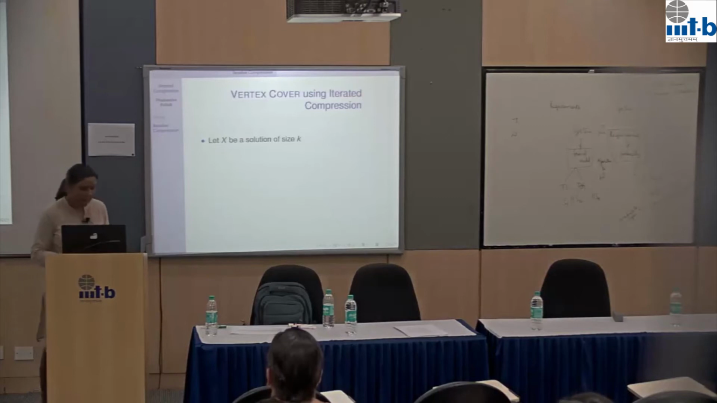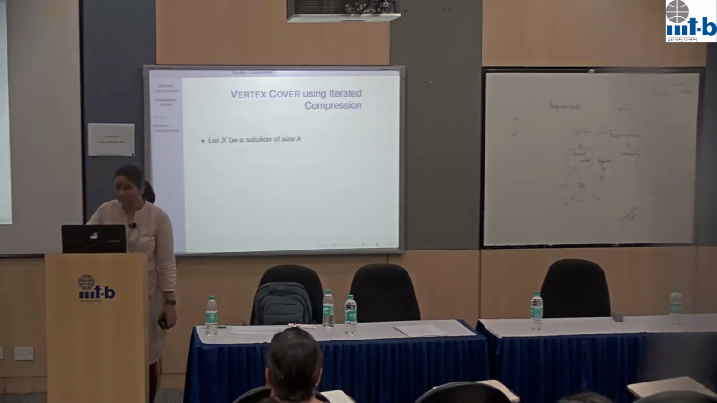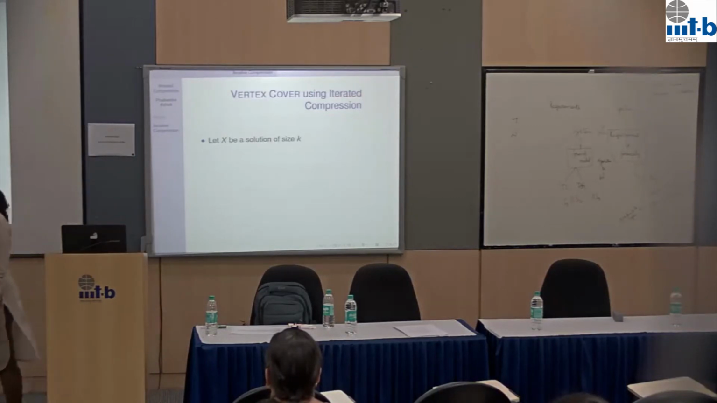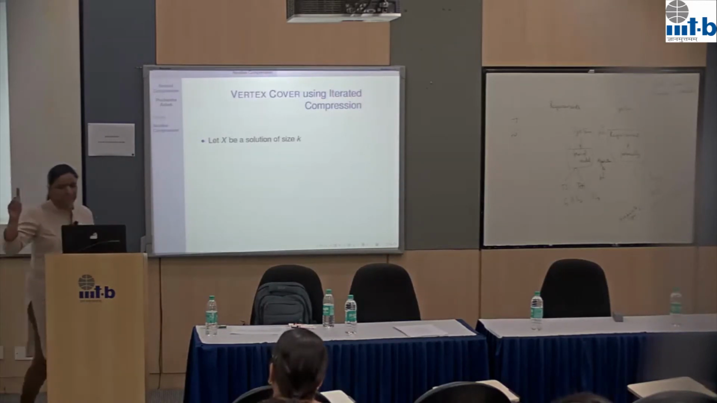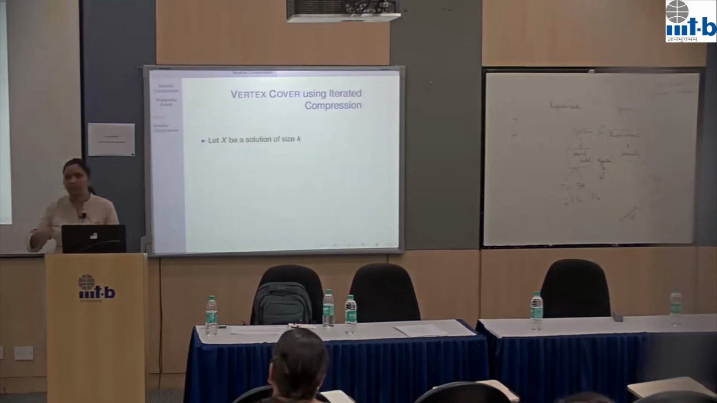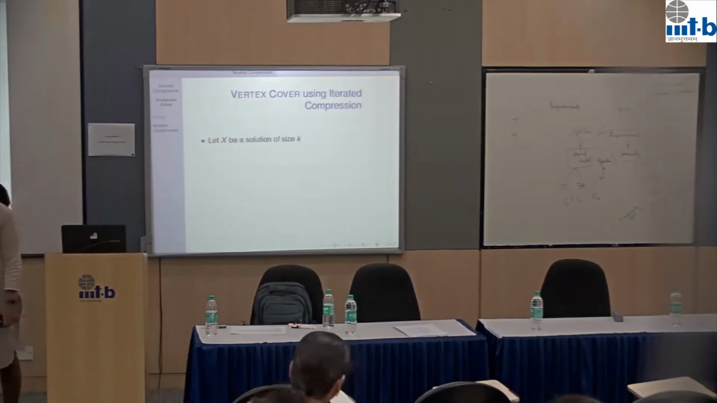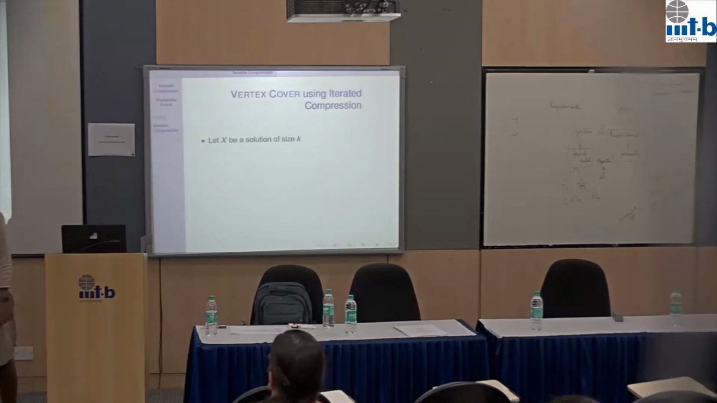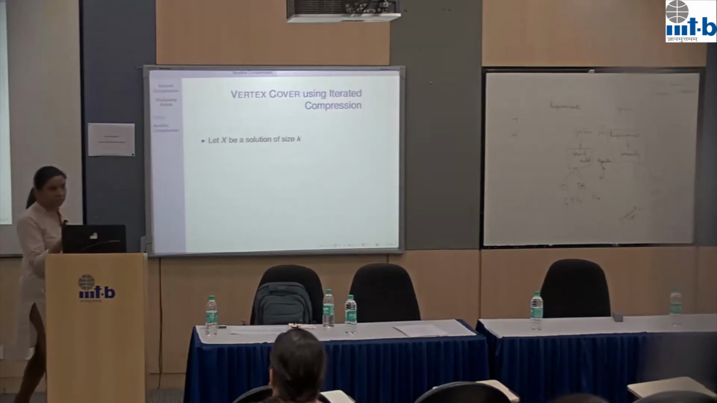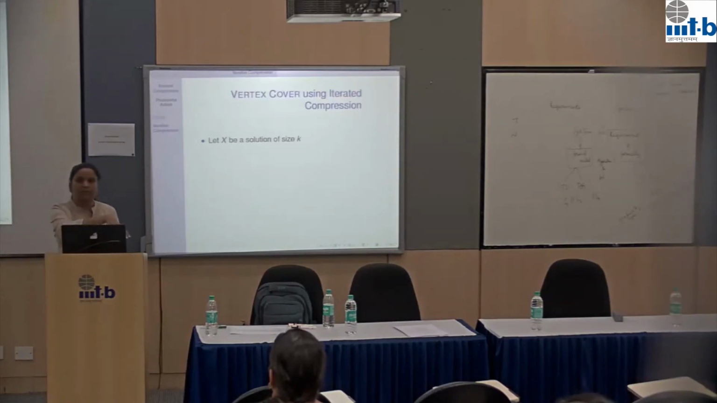Right. So now you have a Z which is of size at most 2k. So you got your first step. You got a solution of size 2k. Now what was the second step in iterated compression? Assuming there is a solution of size k, guess how it intersects with this solution of size 2k, Z.